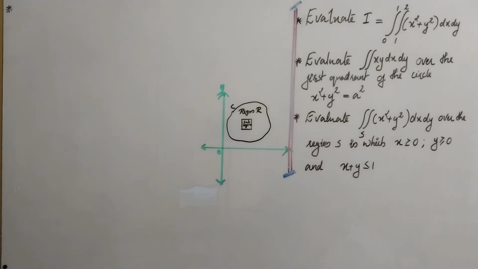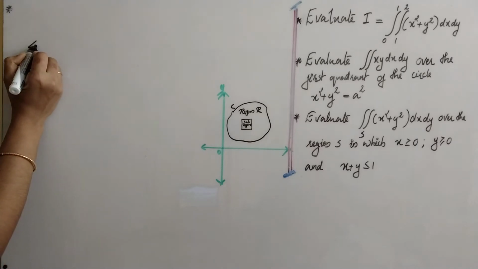In this video I am discussing integration of functions of two variables, that is double integration. Let f of x y be a continuous function of two variables x and y defined on a region R bounded by a closed curve C, and the region R be divided into n subregions of areas delta A1, delta A2, etc., delta An.